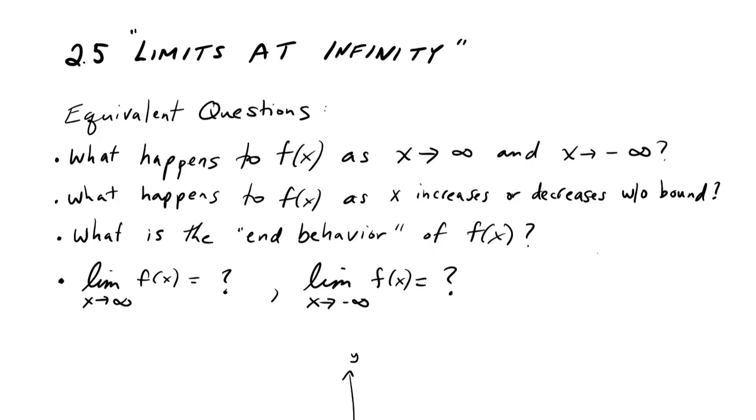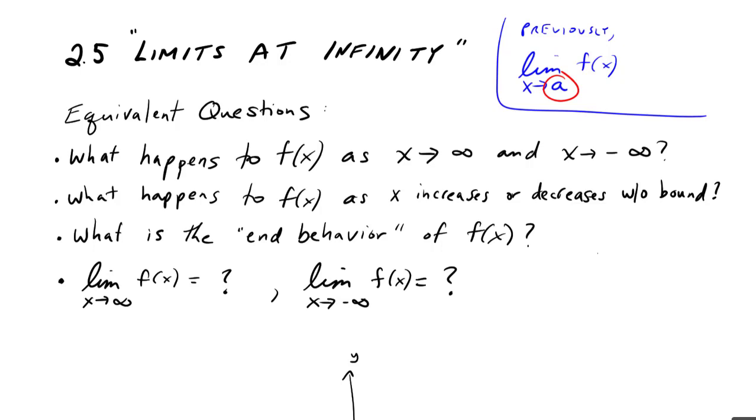So up until now, we've only been talking about limits as we approach a point. So just make a note over here. Previously, we only talked about the limit as x approaches a of f of x. So we were talking about just a specific real number, a point that we're approaching on the x-axis.